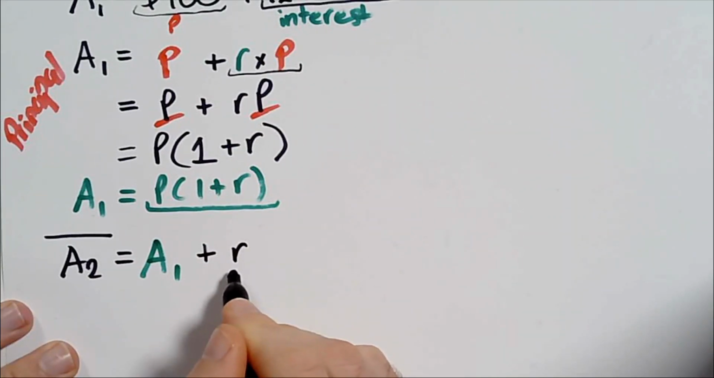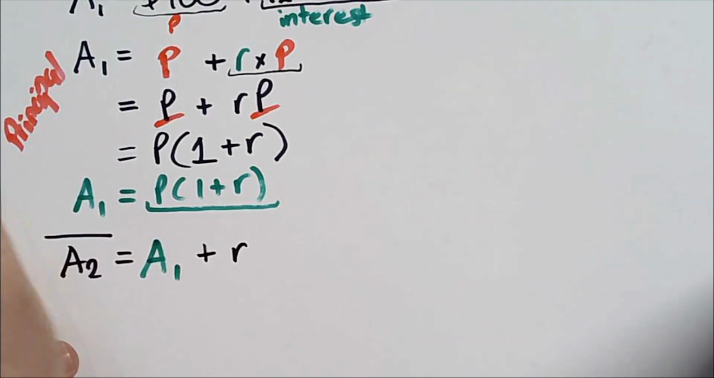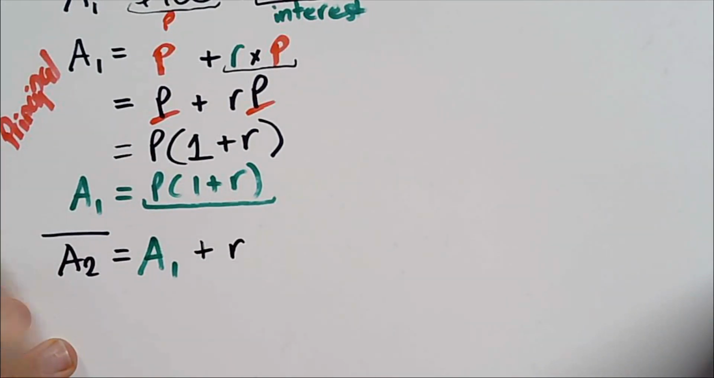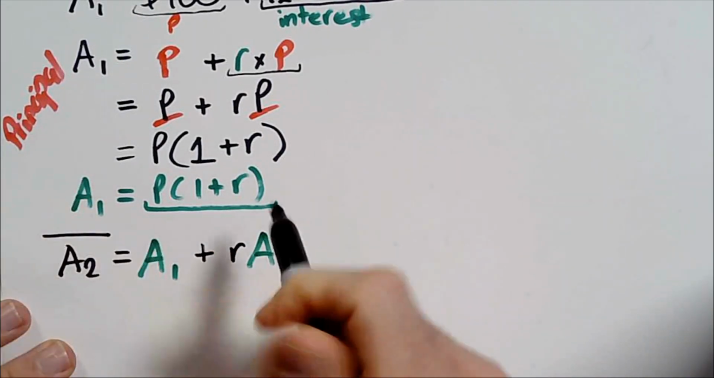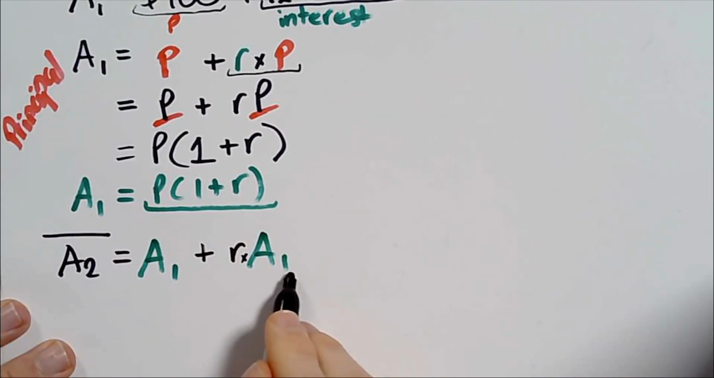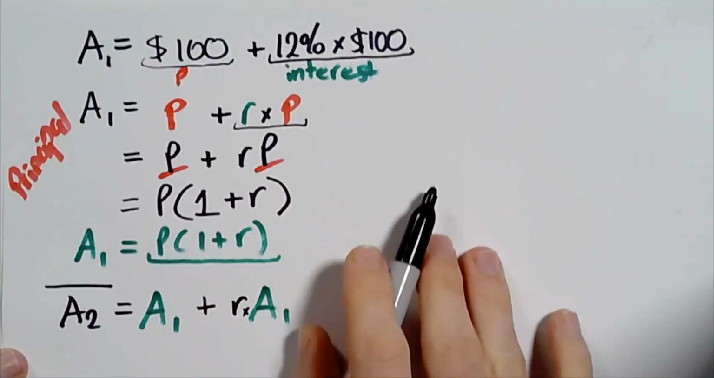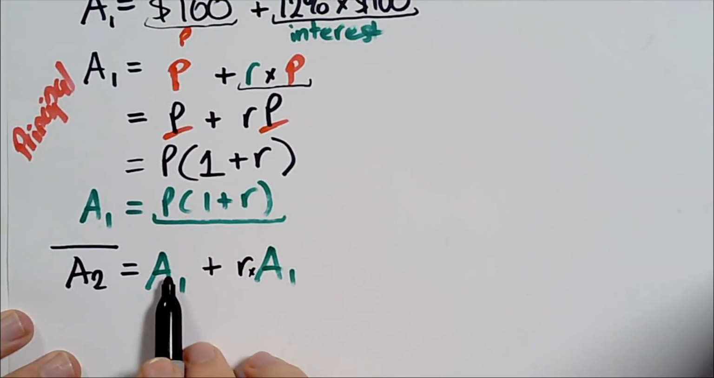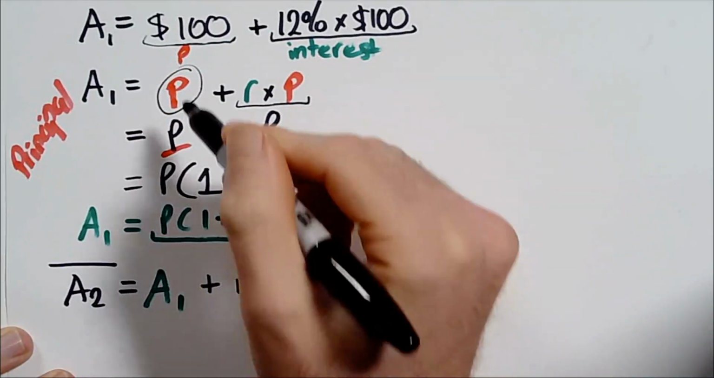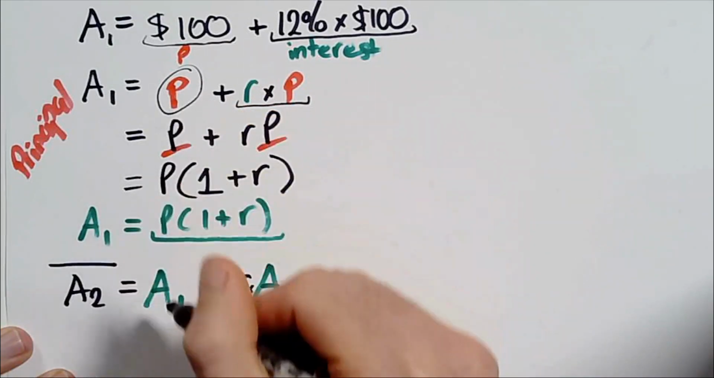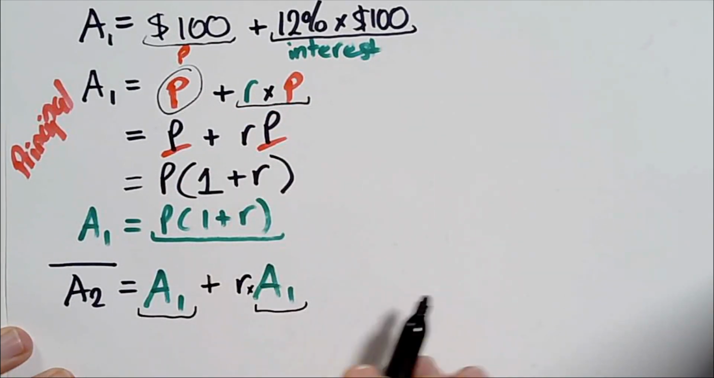But they're not paying us 12% on the initial 100. They're paying us 12% on whatever they owed us in the previous period, which in this case was the amount after the first year. So you can see here that it's R times A1 plus A1. It looks exactly the same as P plus RP. You just have to remember that the only reason we're not using P is because this principal, this $100, has grown through compound interest to A1. So it's the same pattern emerging though. Hopefully you can see that.